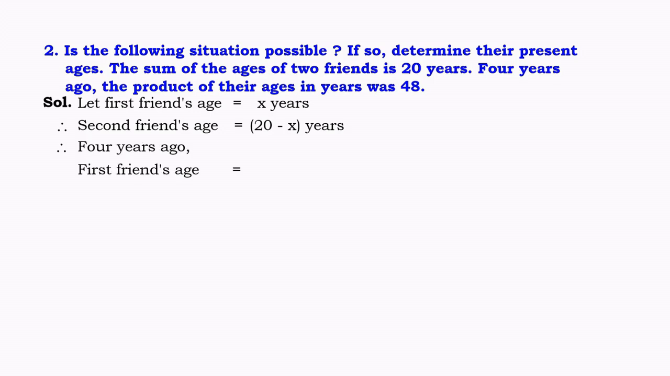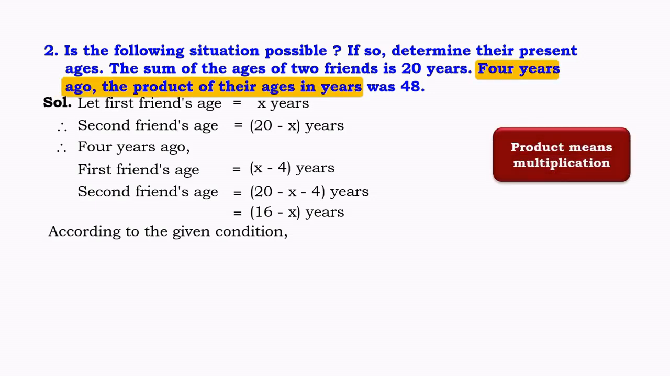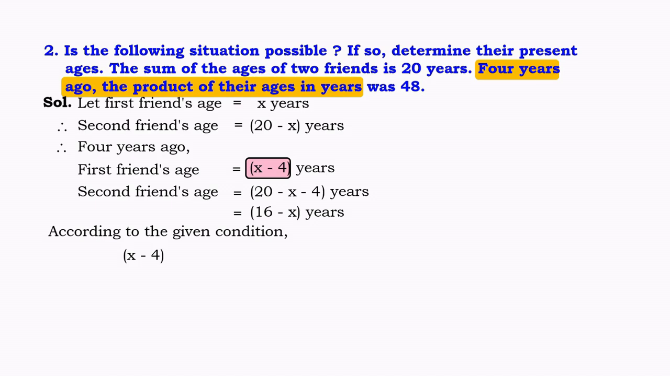4 years ago, the first friend's age was x minus 4 years. Similarly, 4 years ago, the second friend's age was 20 minus x minus 4 years, which simplifies to 16 minus x years. According to the condition given in the question, the product of their ages 4 years ago was 48. Therefore, we can write (x minus 4) multiplied by (16 minus x) equals 48.